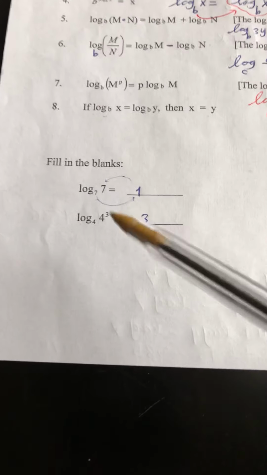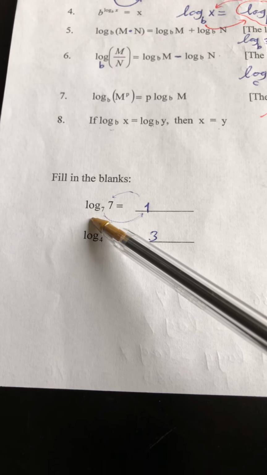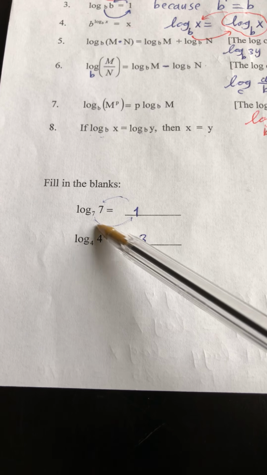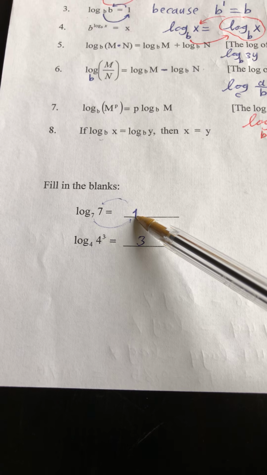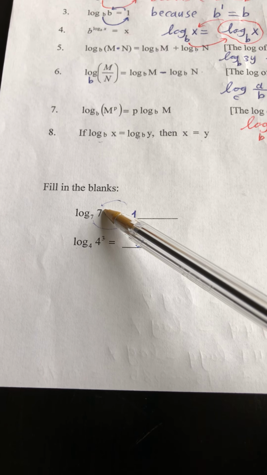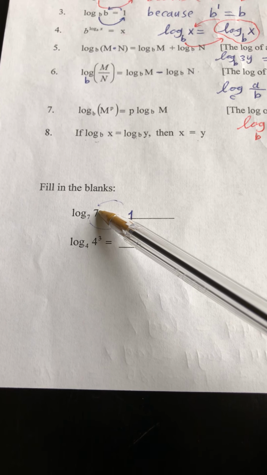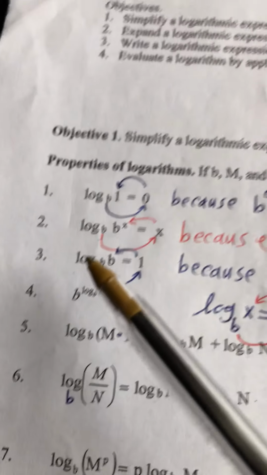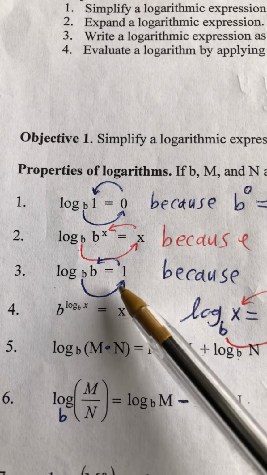Fill in the blanks. Log 7 with base 7 equals 1, because 7 to the power 1 equals 7. Or use property 3, log b with base b equals 1.